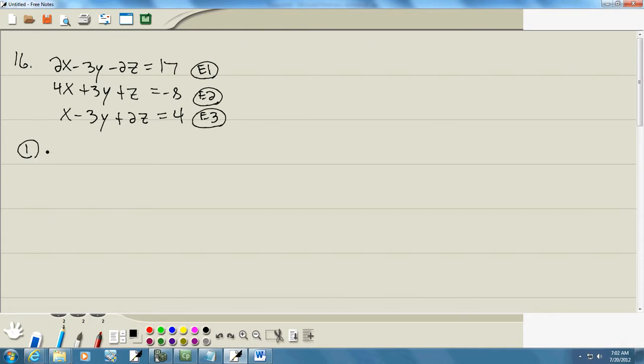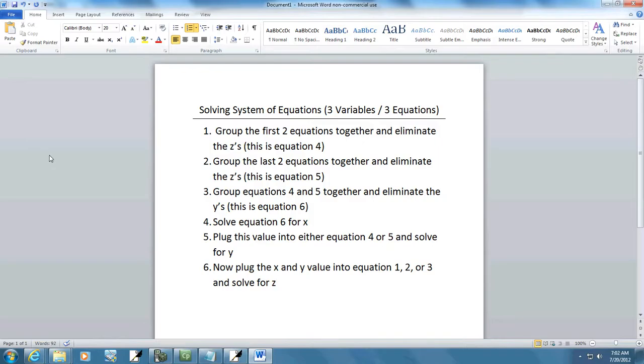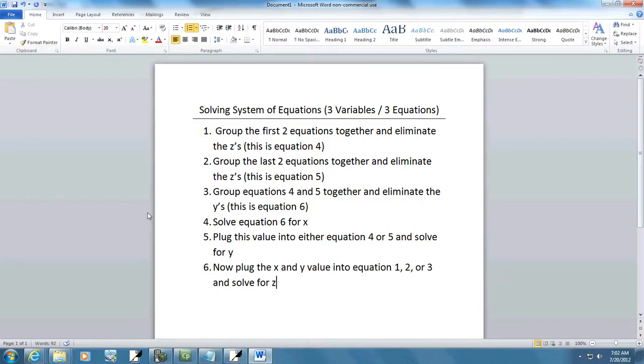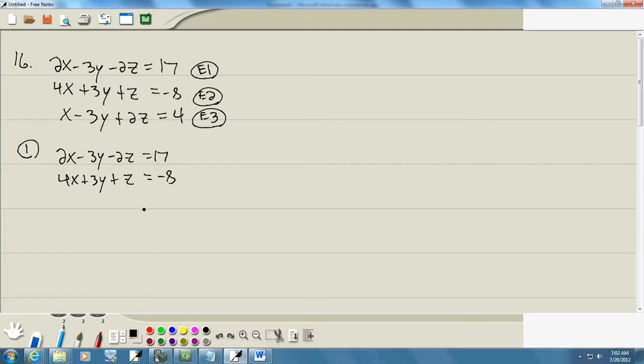Now, technically, you don't have to be as rigid as I did in these steps, but I wanted to give you a step-by-step that would work on every problem, or nearly every problem. It actually doesn't matter which ones you group together. You can group the first and third one together. But this says group the first two equations together. So we've got 2x minus 3y minus 2z is equal to 17, and 4x plus 3y plus z is equal to negative 8. And then it says, after you group those together, eliminate the z's.